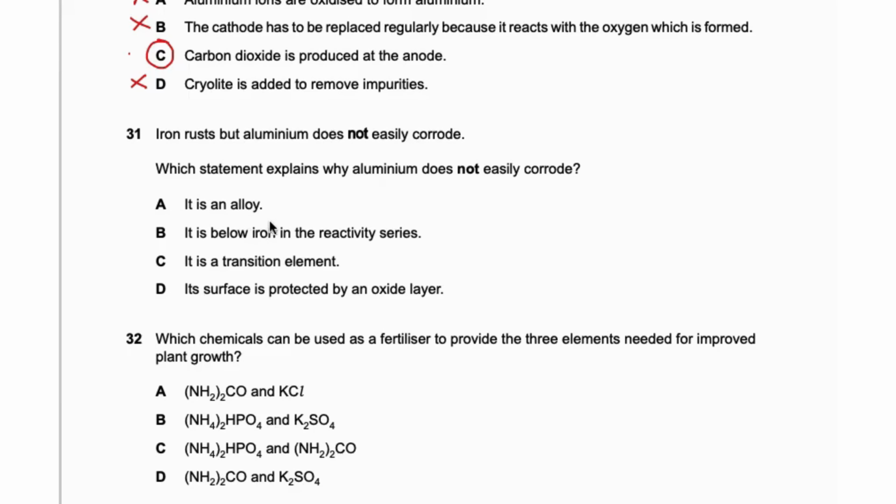31. Iron rusts, but aluminium does not easily corrode. Which statement explains why aluminium does not easily corrode? It is an alloy? Aluminium is a pure metal. It is below iron in the reactivity series? It is above iron in the reactivity series. It is a transition element? Aluminium is not a transition element. Its surface is protected by an oxide layer, right? It forms an oxide layer which protects it from further reaction.